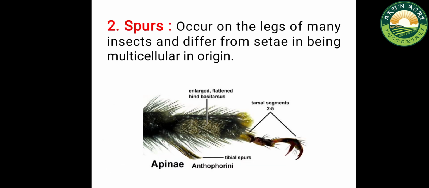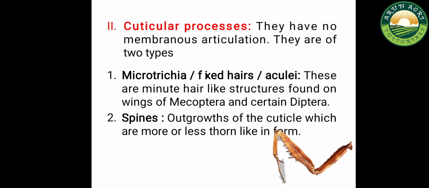Next, spurs, the second one. They occur on the legs of many insects and differ from setae in being multicellular in origin. In case of setae, only one single cell will be present, but it is not so in case of spurs because you can see many cells. Okay, and cuticular process is the second classification. They have no membranous articulations. They are fixed to a particular part of an insect. Again, there are two types. One is microtrichia or fixed hairs or aculei.